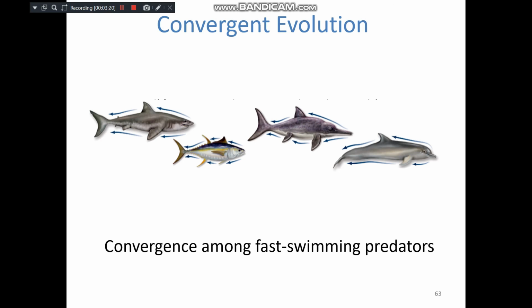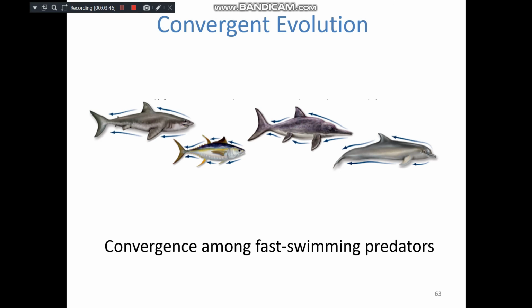A good example is the whale. Whale is a mammal, but it is an aquatic mammal. Over a period of time, what has happened? A land animal having four legs slowly evolved into a fish-like body. That is the good example for convergent evolution.